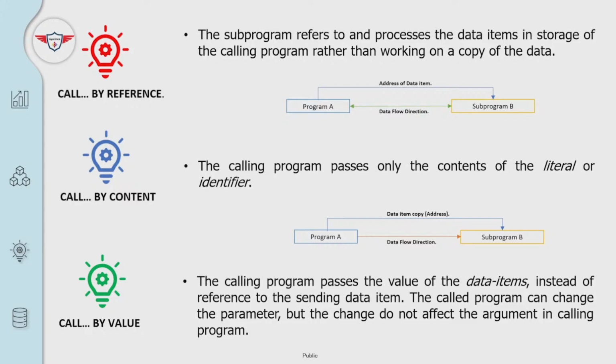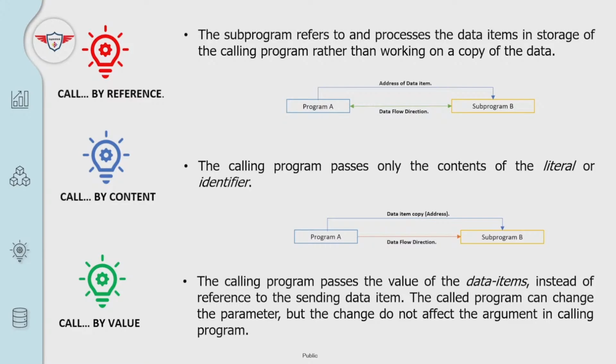The last parameter is call by value, and when you use call by value, the calling program passes the value of the data item instead of the reference to the sending data item. The called program can change the parameter, but the change does not have any effect on the calling program arguments because the subprogram only has access to a copy of the data.